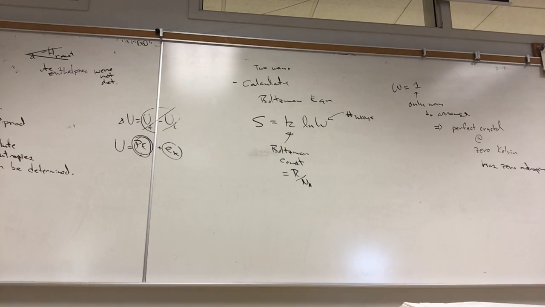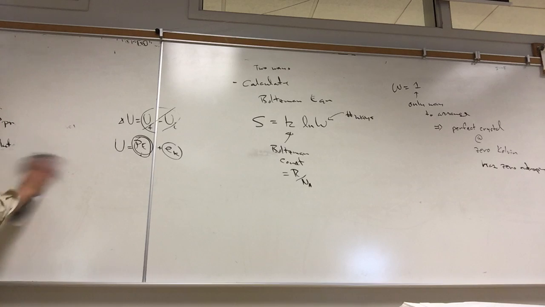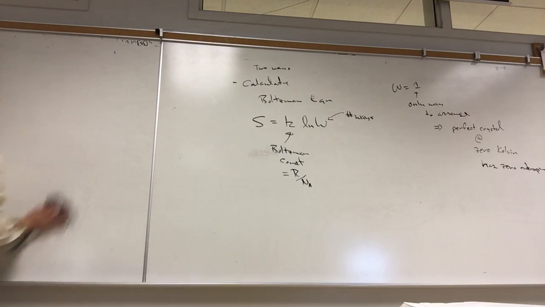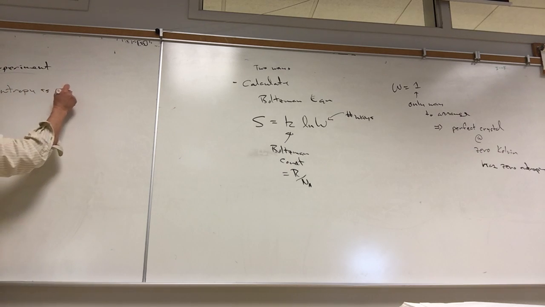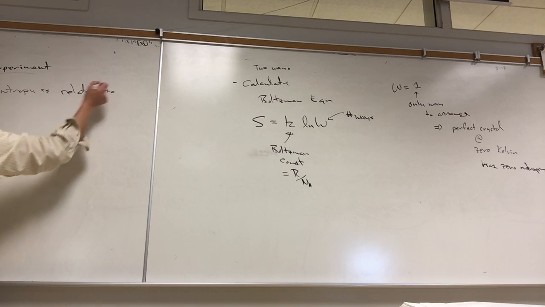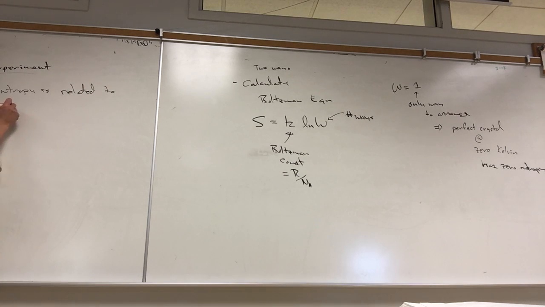Okay, the other way we can determine absolute entropy is by experiment. It turns out that the entropy is related to heat capacity. So for example, water has a very high heat capacity compared to something like copper. And so why would water have a high heat capacity, copper have a much lower heat capacity?